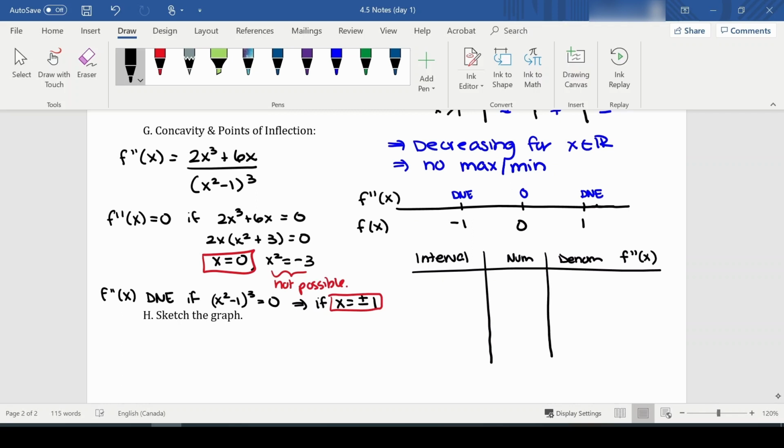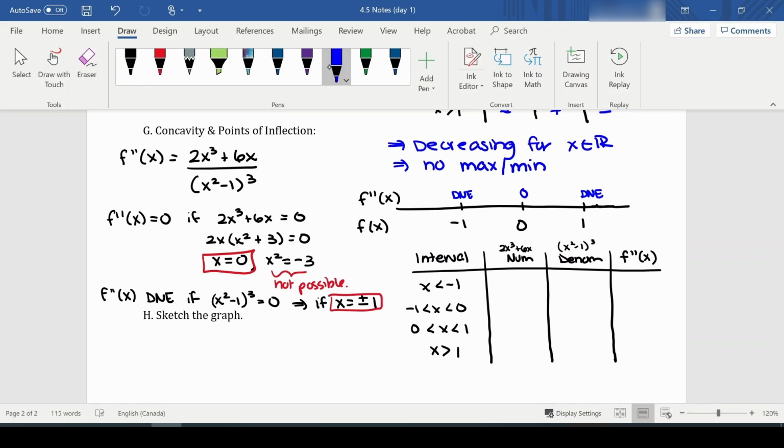You can break the numerator into two chunks too, if you find that helpful. So our numerator was 2x cubed plus 6x. Our denominator was (x squared minus 1) cubed. Our first interval was less than -1. Then we were between -1 and 0, then 0 to 1, and then bigger than 1.